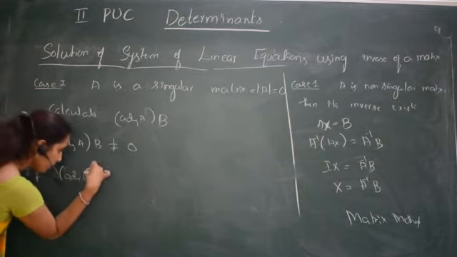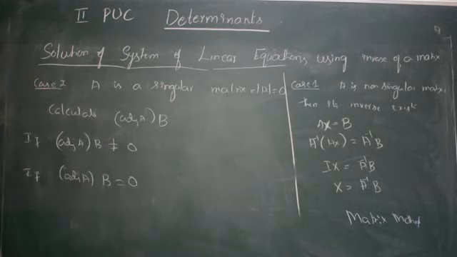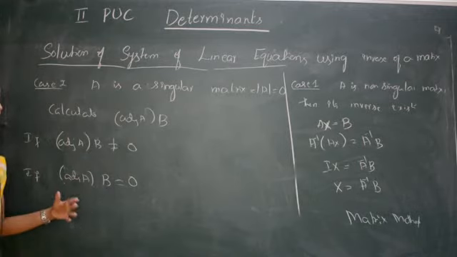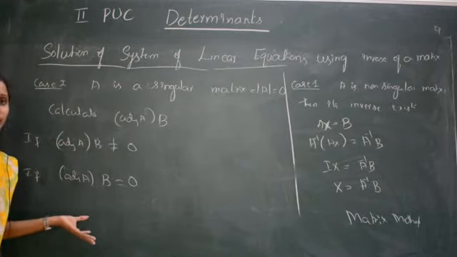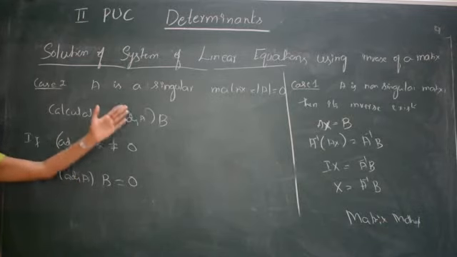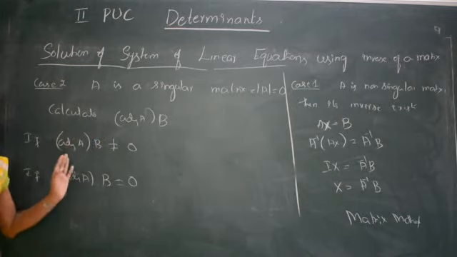If adjoint A into B is equal to 0, then the system may be consistent or inconsistent. So we cannot conclude here. If adjoint A into B is 0, then the system may or may not be consistent. We cannot conclude from here. So usually we get that case or this one, to check whether it is consistent or not.